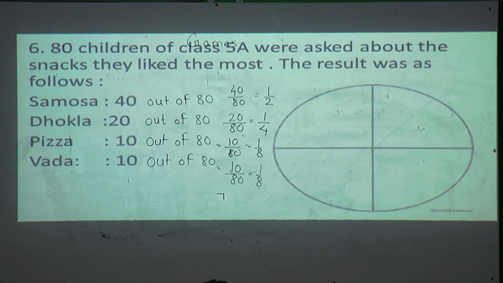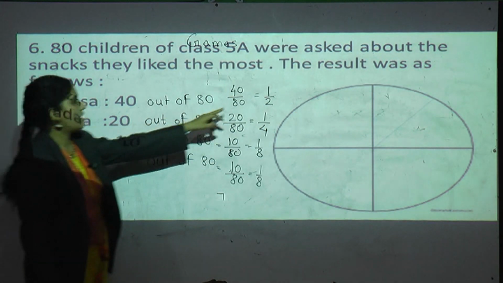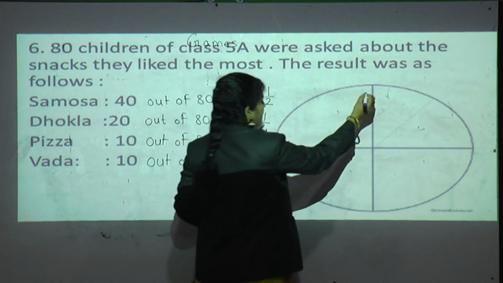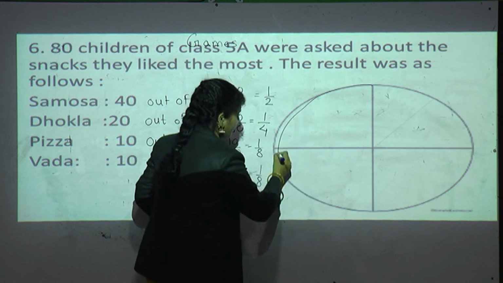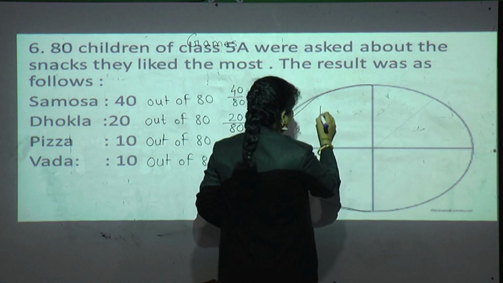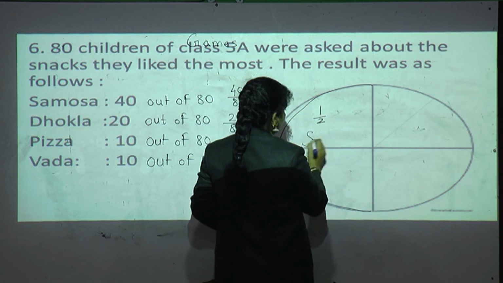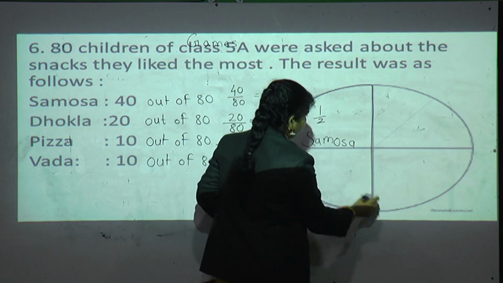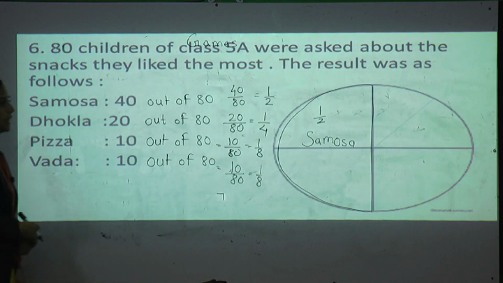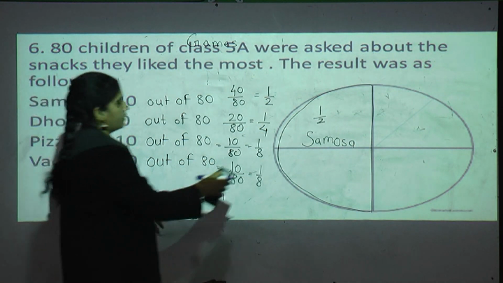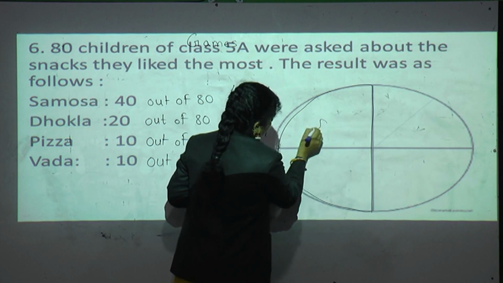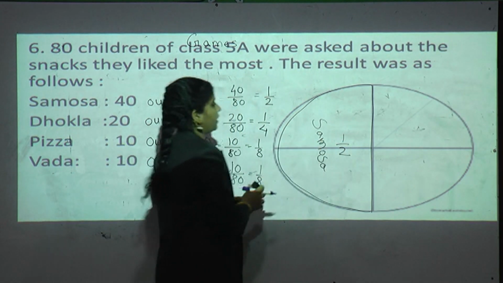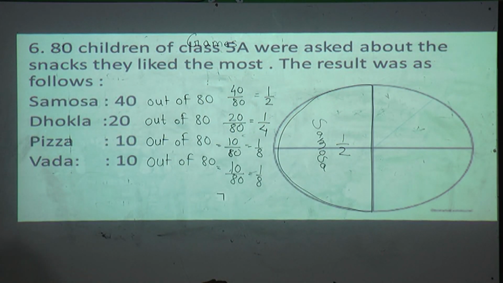Okay, here half, 40 students, that means half of the circle. 1 upon 2 means half of the circle. That means here 1/2 of the students liked samosa. This whole part, half of the circle, liked samosa. Okay. Samosa 1/2.